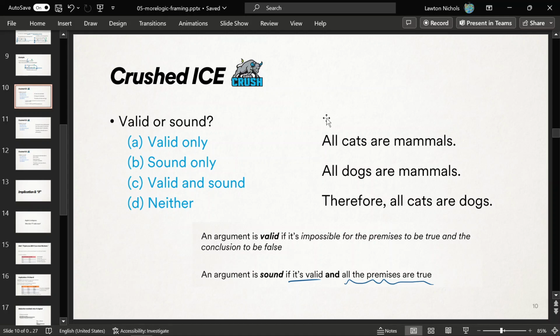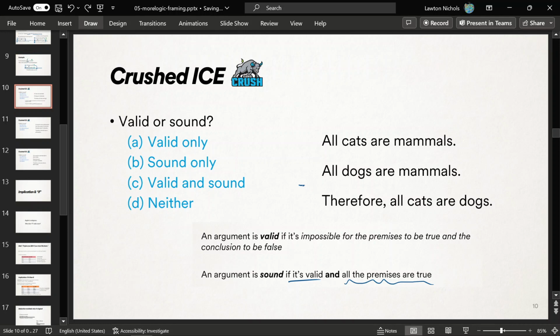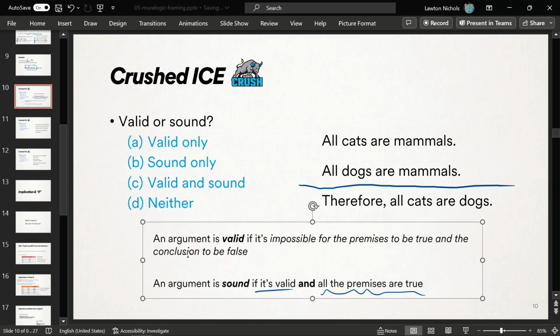Here's your first argument. So all cats are mammals. All dogs are mammals. Assume those things. Therefore, all cats are dogs. Tell me, is that valid? Is it sound? Is it both? Or is it neither? All right? So see if you can break it down, and here are the definitions right here, if you have forgotten them.